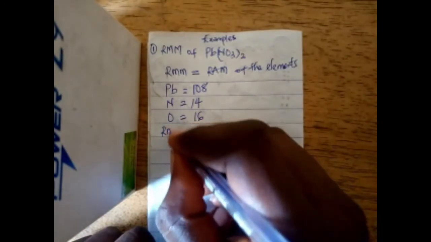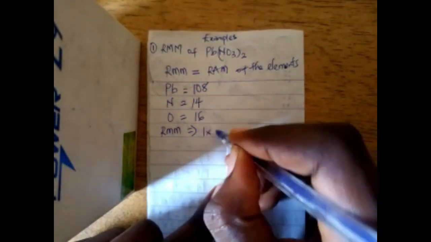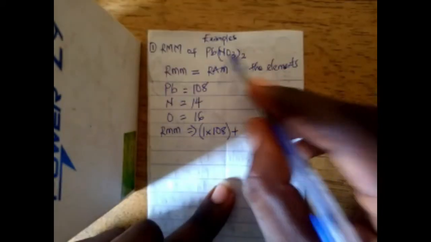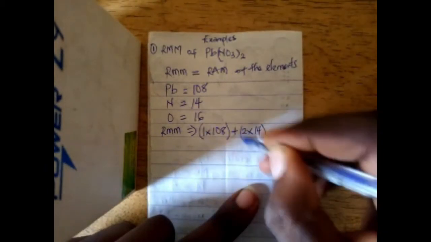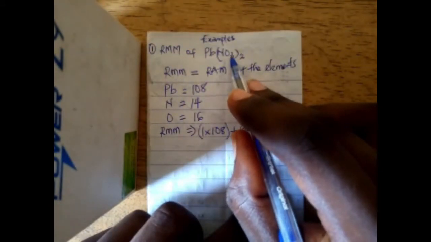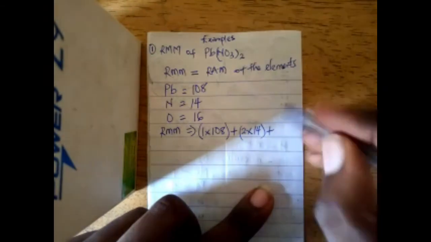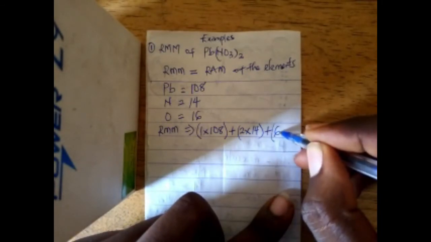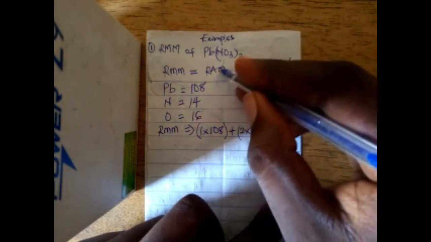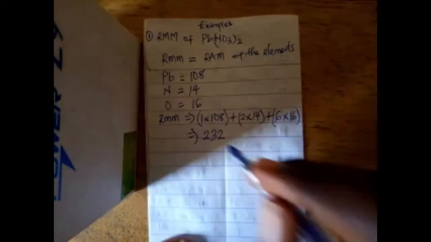So to find the relative molecular mass now, you can see that you have just one mole of lead. So 1 times 108 plus, here we have 2 moles of nitrogen. So 2 times the relative atomic mass of nitrogen, which is 14. Here we have 3 molecules of oxygen, in bracket 2 moles. So we have 3 times 2, which is 6 moles of oxygen. So that's 6 times the relative atomic mass of oxygen, 16. This gives us 232. So the relative molecular mass of lead 2 trioxonitrate 5 is 232.